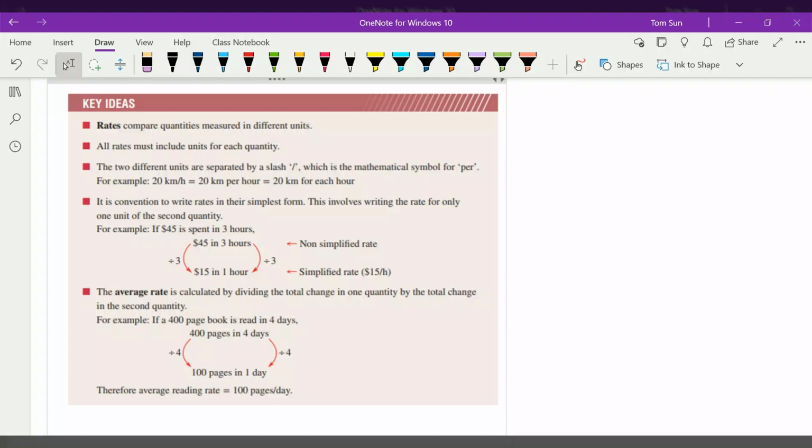Hi there. Over the last two lessons, we've been looking at the concept of rates. We understood that rates compare quantities measured in two different units, and we found a whole range of different rates that we use in real life. Some were about interest, as a percentage per annum or year. Some were about speed, as kilometers per hour or meters per second.